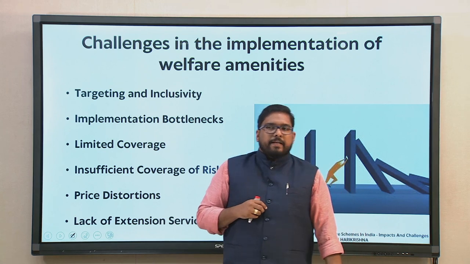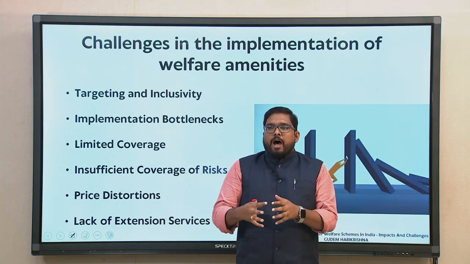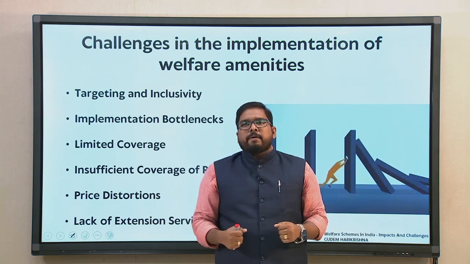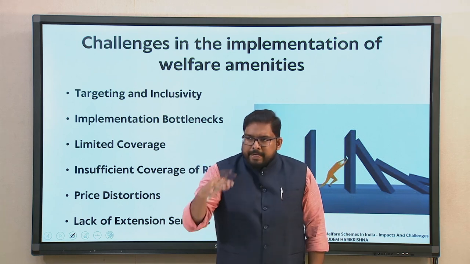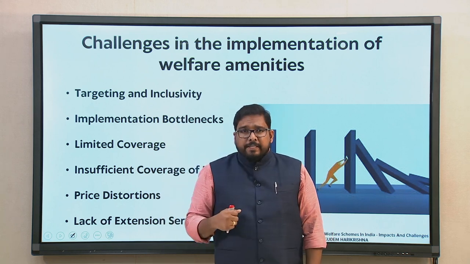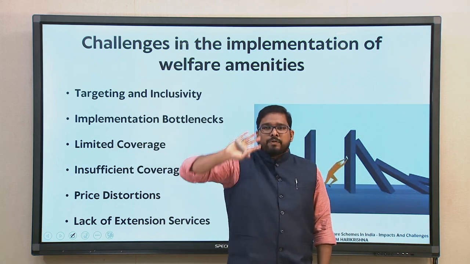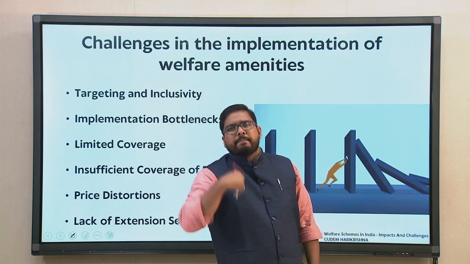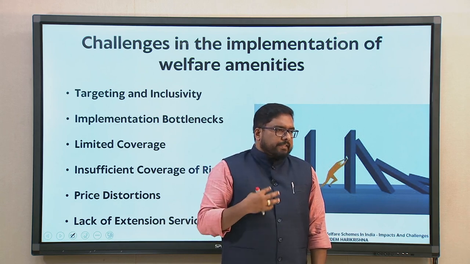Price distortion is another factor. Many a time the domestic market is outweighed by the international market. There could be fluctuations within and outside the economy, which create turbulence, and this turbulence could create price distortion. Many a time there is a lack of transparency, there are issues of hoarding, unfair agricultural practices, and unfair subsidizing in other parts of the globe. Because of all these aspects, the poor farmer or poor person who should otherwise benefit from the welfare scheme is actually getting affected. And finally, there is a lack of extension services.